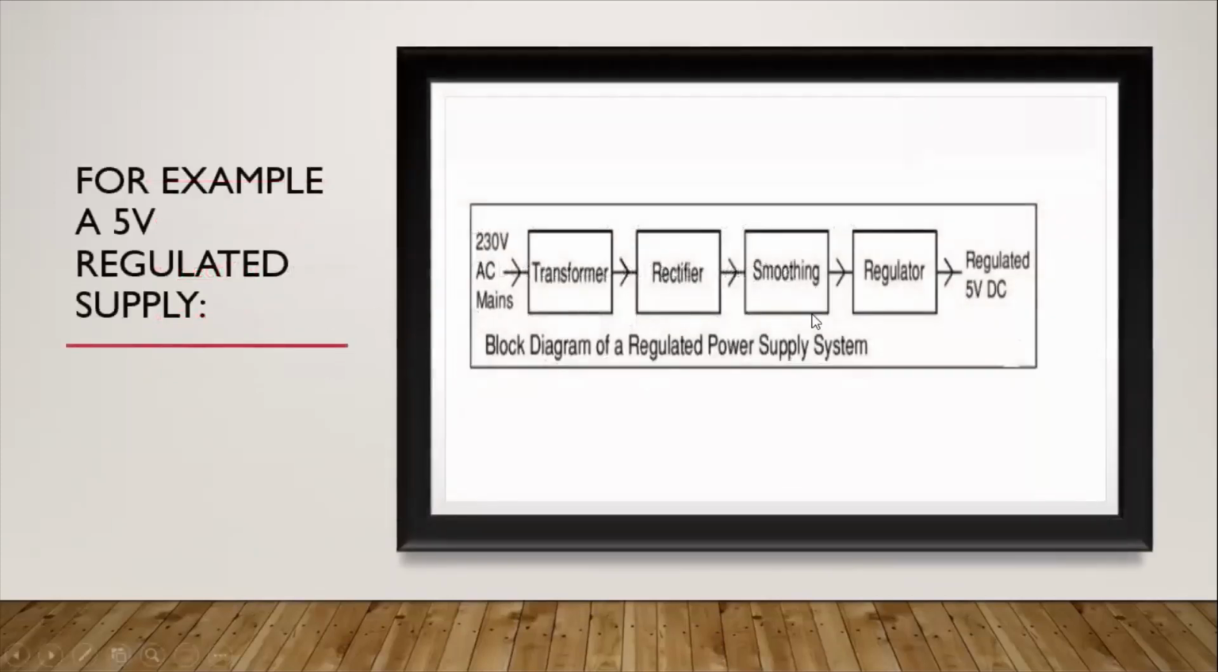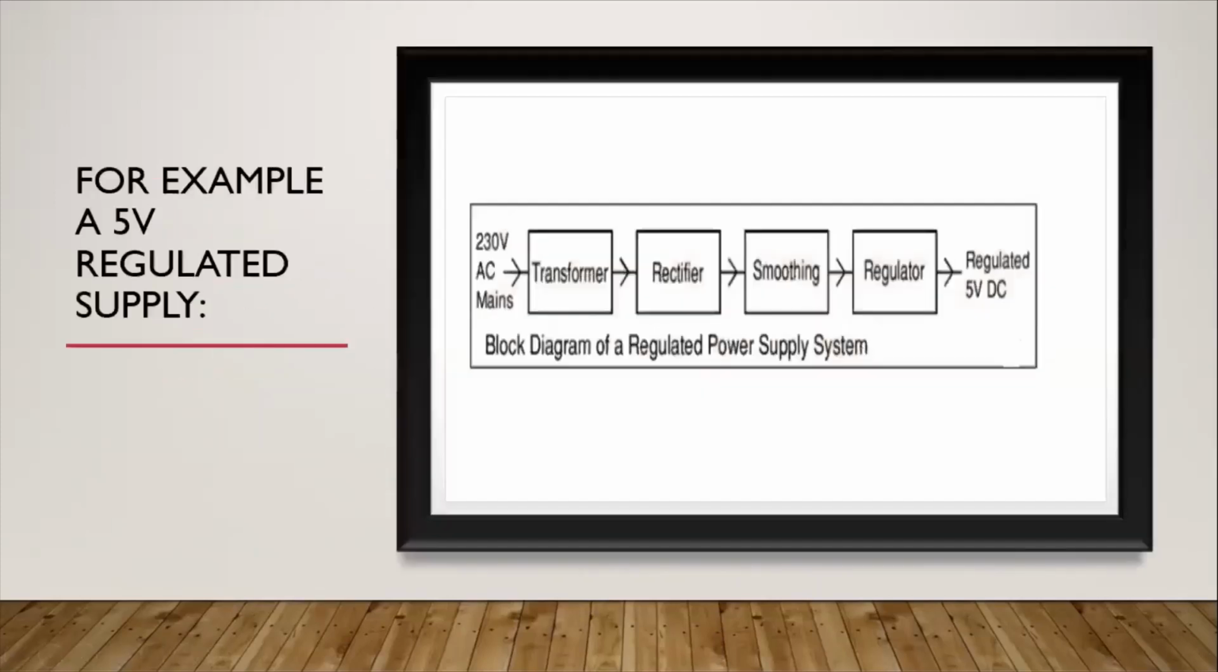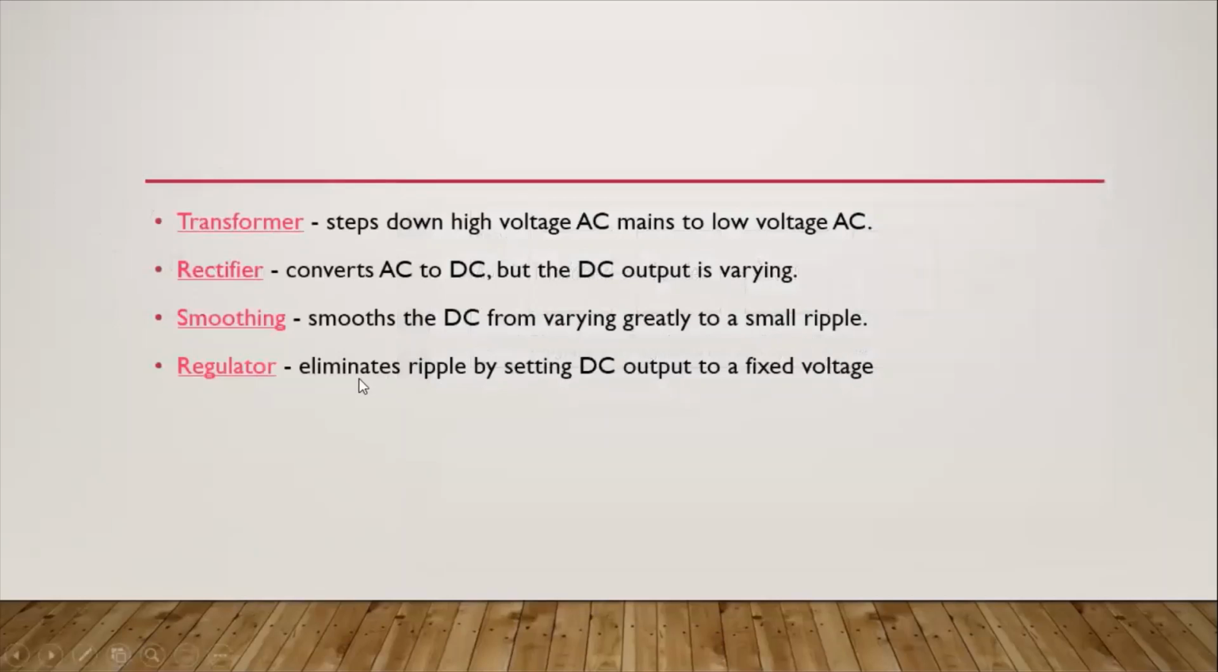Okay, yung pangatlong block diagram ng regulated power supply system is yung smoothing. Sa smoothing kasi, ang ginagawa nito, for example yung capacitor, it smooths the DC from varying greatly to a small ripple. Then pagdating naman sa pinakahuli na part ng block diagram is yung regulator. Sa regulator, it eliminates ripple by setting a DC output to a fixed voltage. Okay, yun yung ginagawa ng regulator.